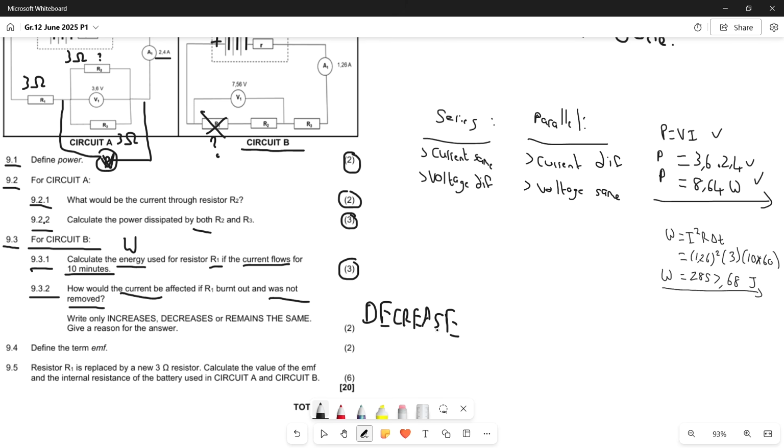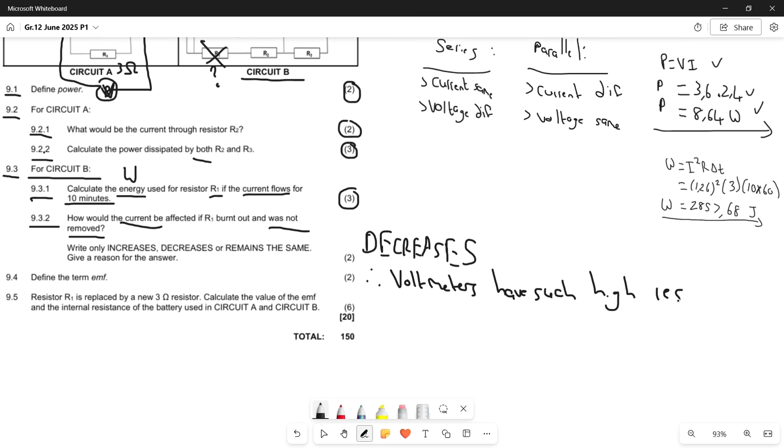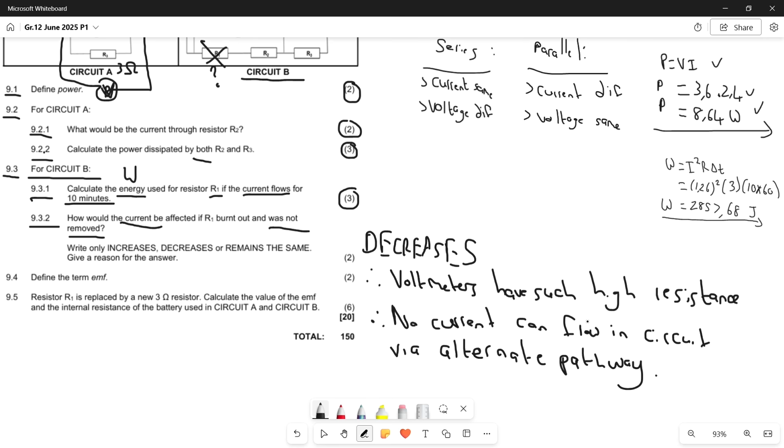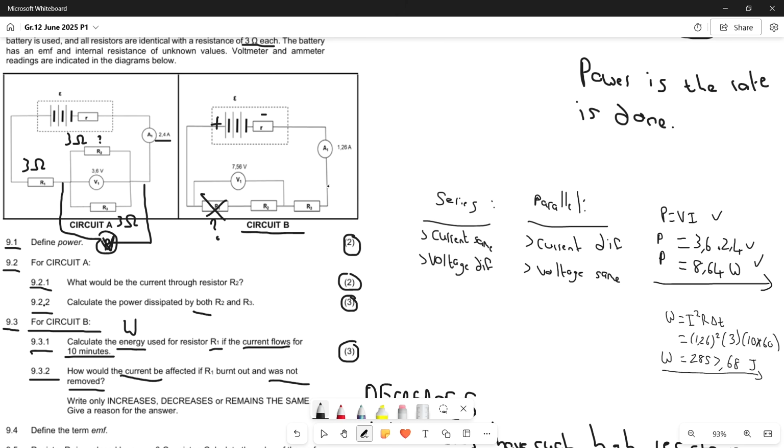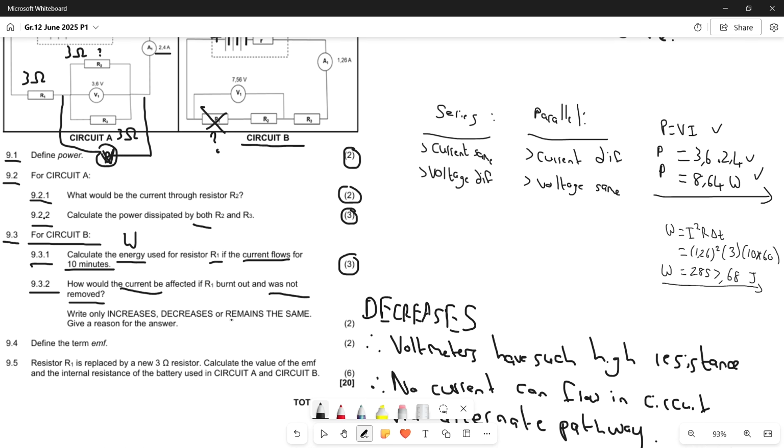So we said decrease, or decreases, right, exactly what they told us to write for 1 mark. And then our reason is because voltmeters have such high resistance, therefore no current can flow in the circuit via the alternate pathway. Okay, which means it won't let any current pass through, and that is the reason that it would decrease.